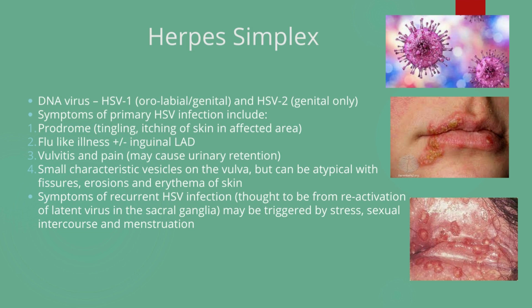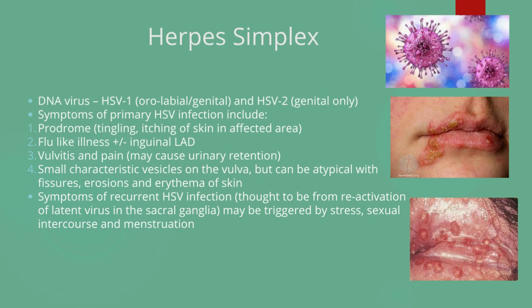Now we'll talk about herpes simplex. Herpes simplex is a DNA virus, and HSV1 is orolabial or genital and HSV2 is genital only. Symptoms of primary HSV infection include, number one, the prodrome, which is tingling, itching of skin in the affected area. Then there's flu-like illness with or without inguinal lymphadenopathy, vulvitis, and pain. It may also cause urinary retention.